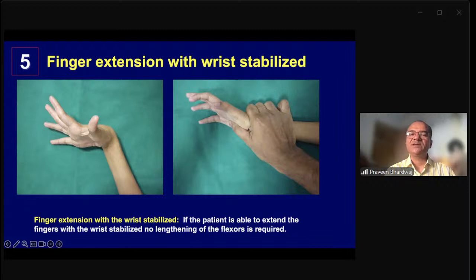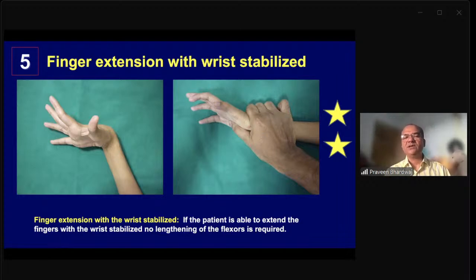But when you stabilize the wrist and the patient is able to do full finger extension, in those cases, you do not require a fractional lengthening. It's very uncommon, but it is the situation. So that is the first information we get by this test. The second information we get is, if the patient was able to do wrist extension with fingers flexed, that indicates that the patient has very severe FCU overactivity. And if we do release or neurectomy of the FCU, we could get a good result.